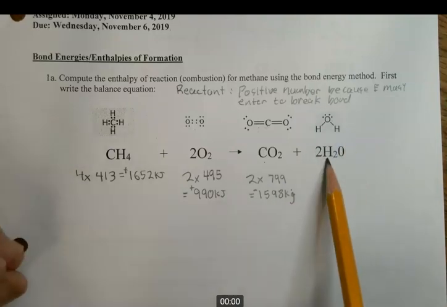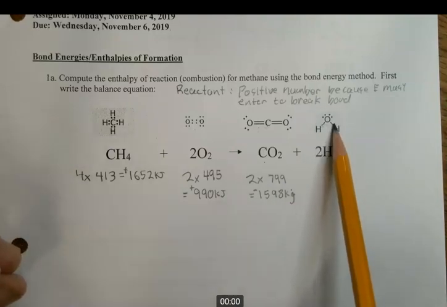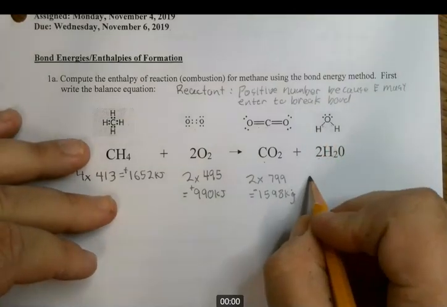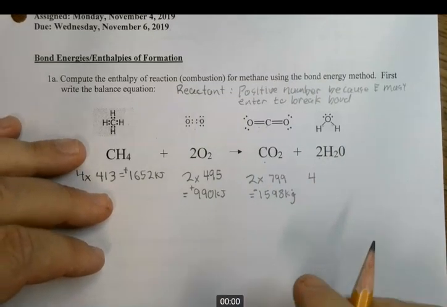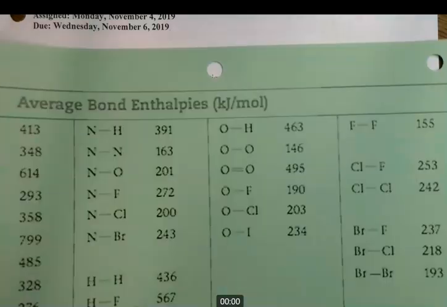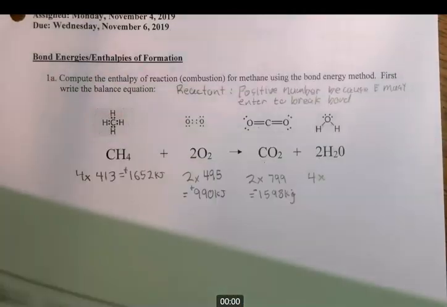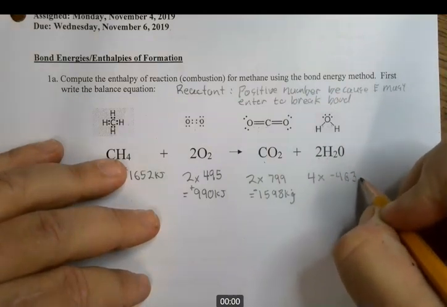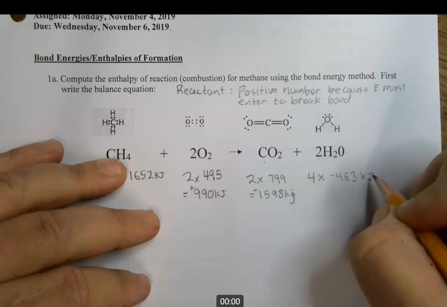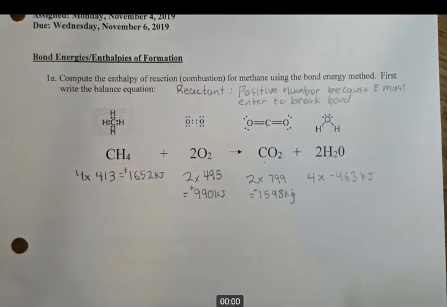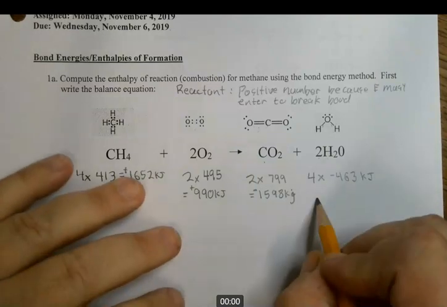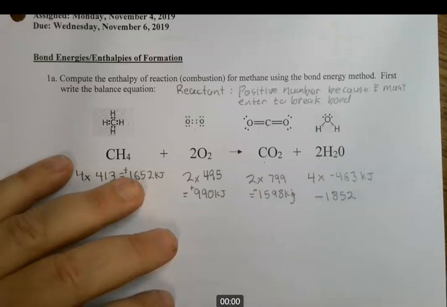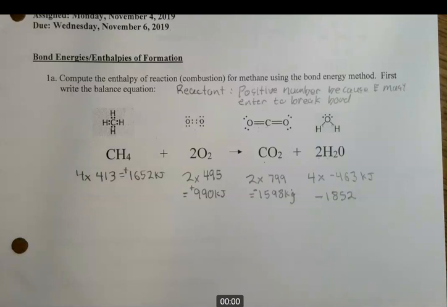Finally, over here for water, you have 2 oxygen-hydrogen single bonds, one there and one there, but you have 2 water molecules there. So that's a total of 4, 2 in each of the 2 molecules. So it's 4 times, and you look for oxygen-hydrogen single bond right there, it's 463. And that again is going to be releasing energy. And that's going to be 1,852.